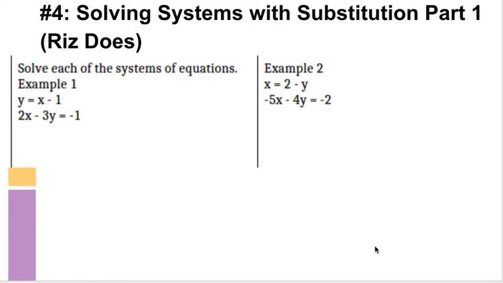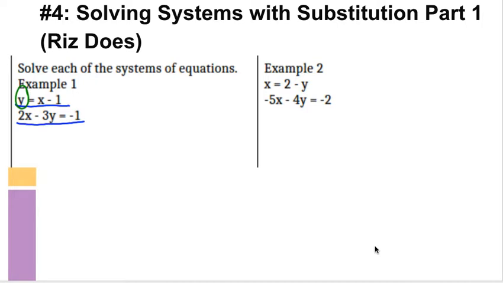Okay, here's example one. Now in this example, what I'm looking for is either equation that has y or x alone. So I see an equation that says y equals x minus 1, and another equation that says 2x minus 3y equals negative 1. Here, I notice that y is alone. It's by itself on one side of the equal sign. So in that case, I can actually use that equation to sub into the next equation.